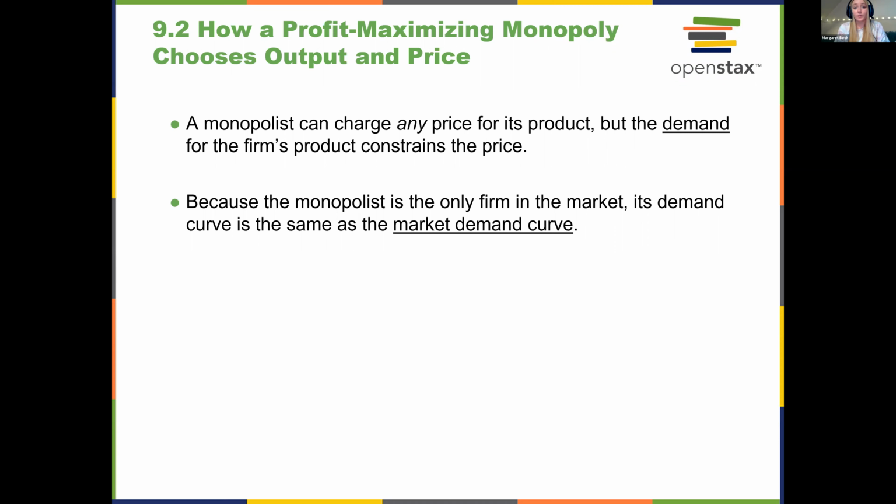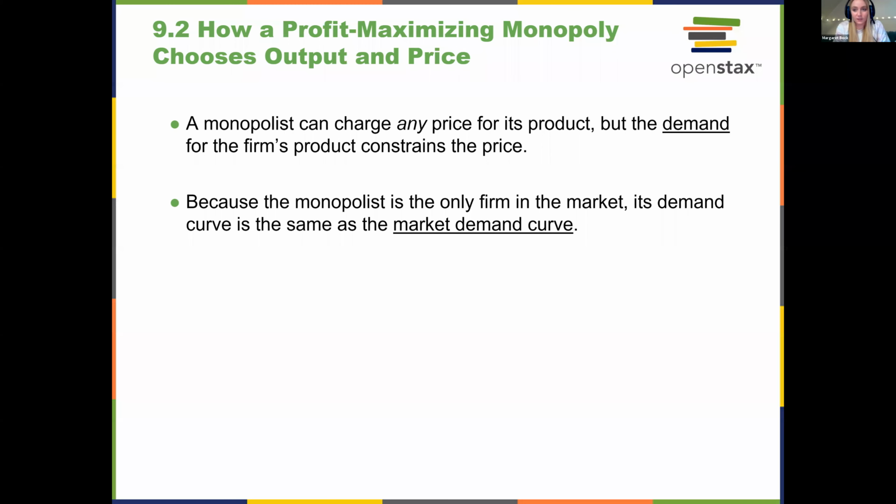In the next video, we're going to specifically derive, using graphical models, what quantity and what price a monopolist chooses to maximize their profits. So let's go ahead and dive into the lecture notes. This video picks up right where the first video left off, starting with the slide, how a profit maximizing monopoly chooses output and price.